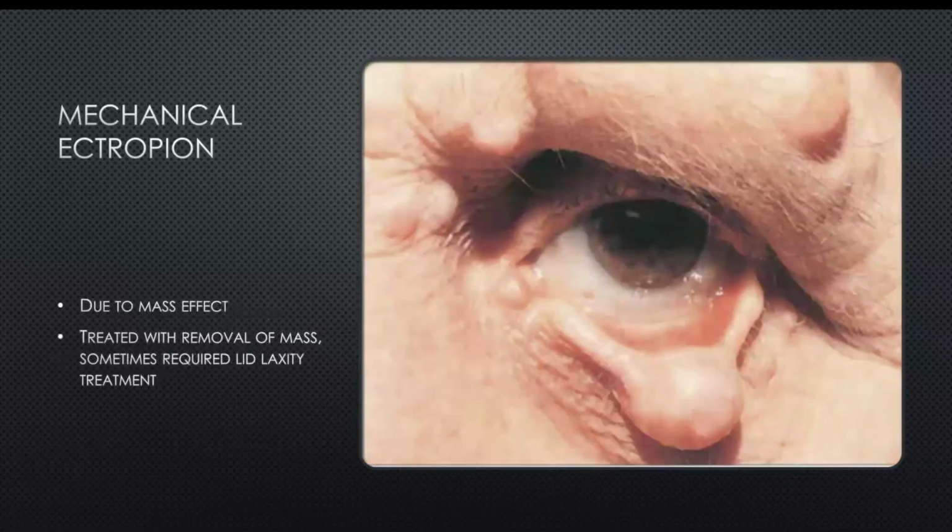Your mechanical ectropion, you're not going to see this very often, but it's basically just mass effect. It's not particularly complicated. There's just a massive thing on the eyelid and it's pulling it down. And you're essentially going to just remove the mass. Now, over time, with that eyelid being pulled downwards, it can develop laxity. So after the mass is removed, you may actually also need to do some horizontal lid shortening procedures.